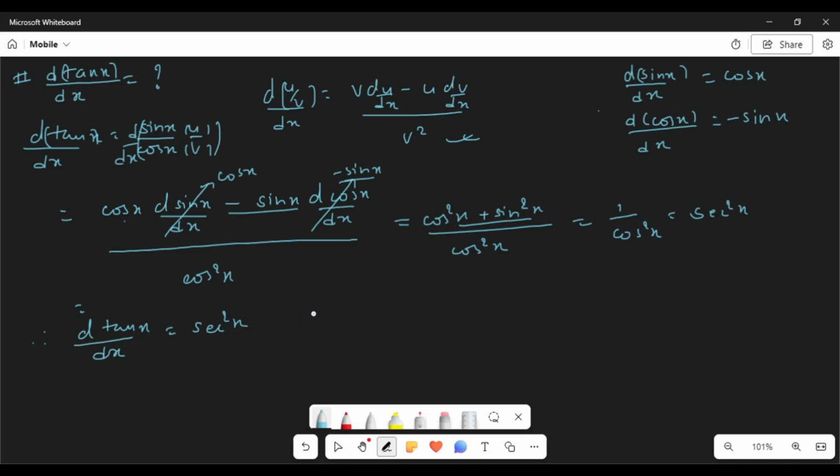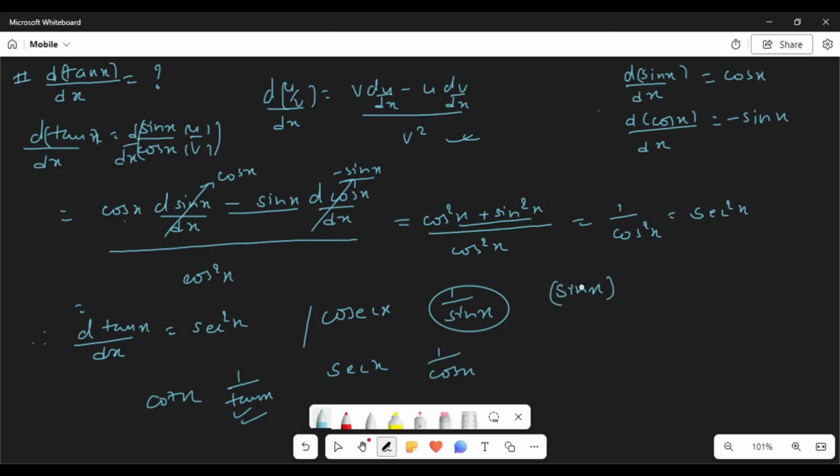Similarly, you can find the derivative of cosec x. You can write it as 1 by sin x and again use the quotient rule. Or sec x is 1 by cos x, again you can use the quotient rule. And for cot x, you can use 1 by tan x and apply the quotient rule. You can also apply the chain rule combined with the power rule by writing it as sin x to the power minus 1. So you can use whichever you find easier, but try it yourself.